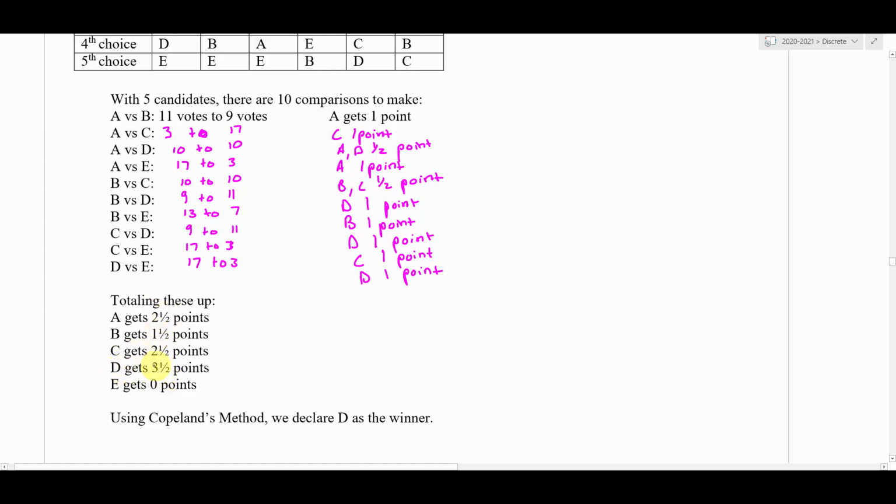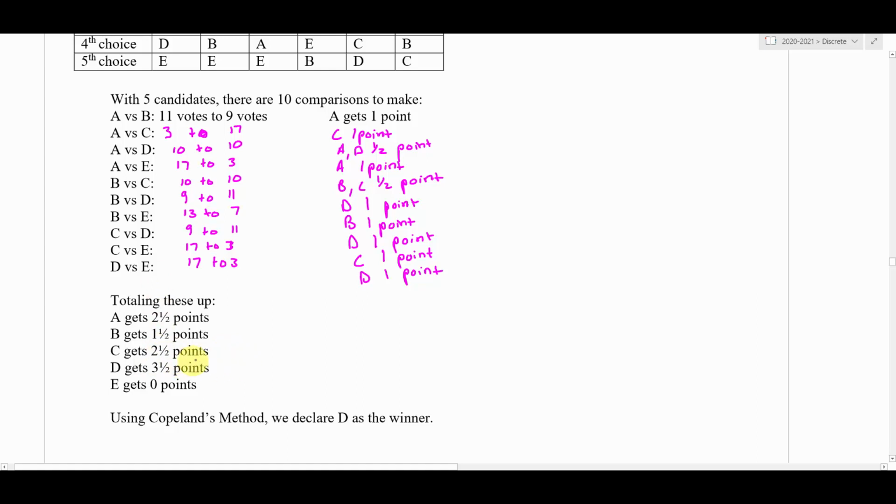So for instance, when I did D, I just went through my list here. There's a half point for D, there's another point for D, another point, and another point. So 1, 2, 3 and a half right here. So that's how I got 3.5 points for D. And I did the same thing for each of the other candidates.